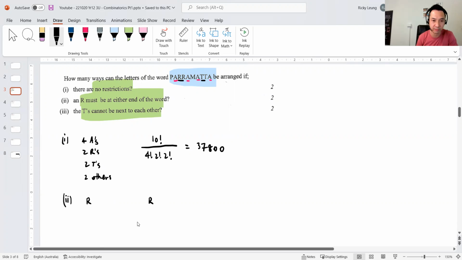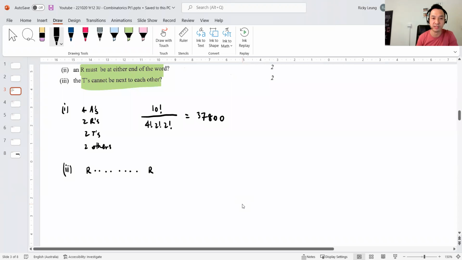So I've got R and R there. Because there's 10 letters, there are 1, 2, 3, 4, 5, 6, 7, 8 other letters in the middle. Now, the way that I always teach my students to do it is deal with the arrangements as if they were non-repeated, and then adjust for the repeats after. I'll show you what I mean.